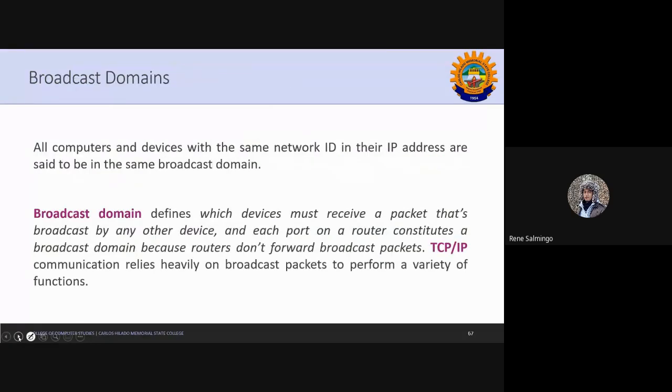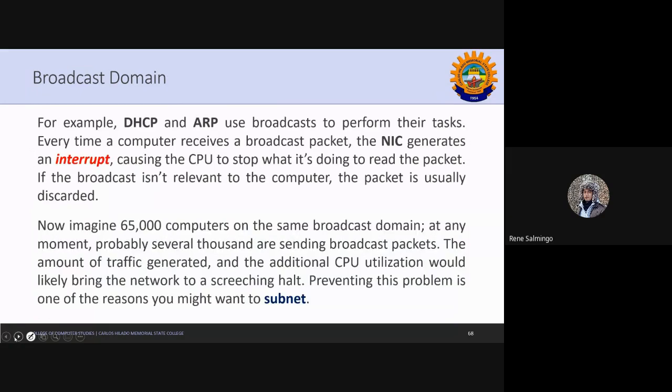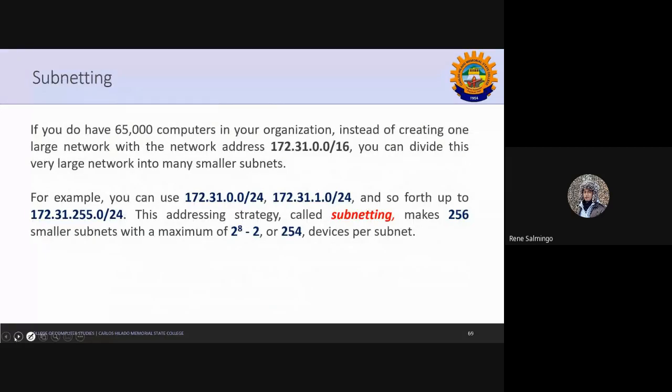And broadcast domain, I think we will use this later. We have your broadcast address. It defines which devices must receive a packet that is broadcast by another device, and each port on the router constitutes a broadcast domain because routers don't forward broadcast packets. TCP/IP communication relies heavily on broadcast packets to perform a variety of functions. Okay, and this is also part of your test.